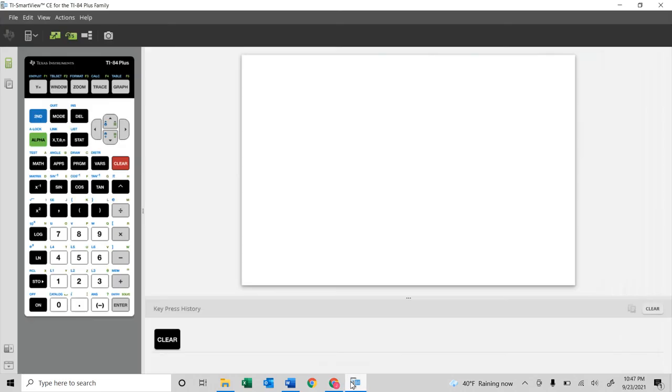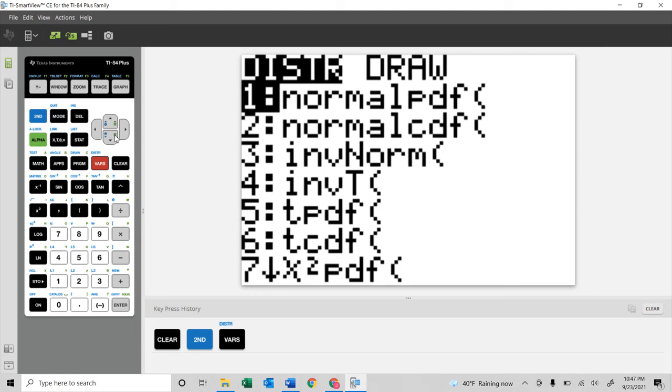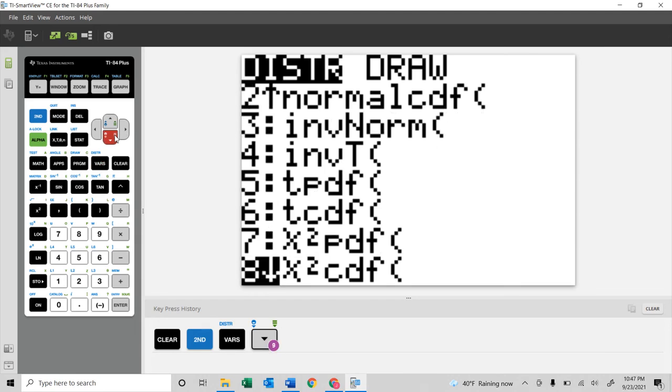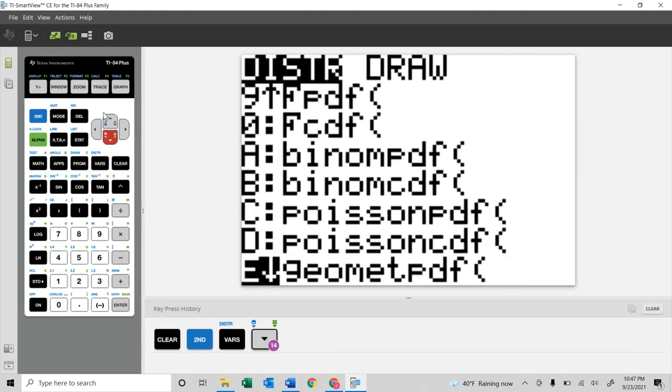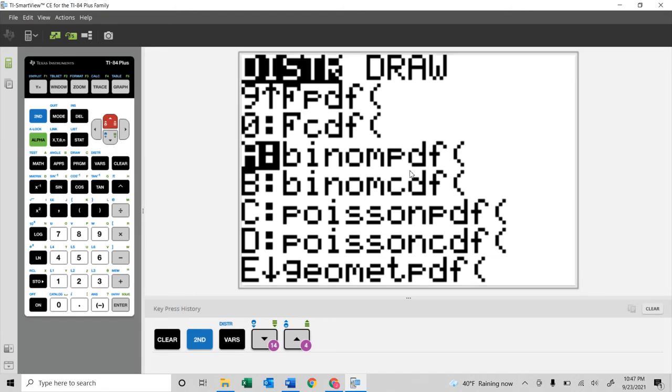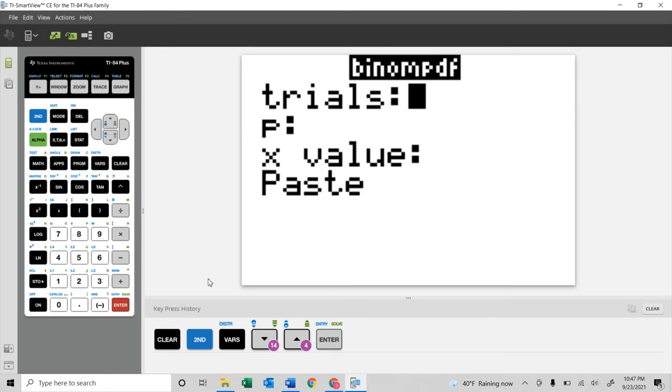Okay, so when we go to our TI, we are going to go to this distribution here. It's this VARS button, but it's the one above it. So I'm going to do second VARS, and I'm going to go down my distribution menu. And right here, I have two binomials, okay? I want PDF. PDF is the probability distribution function. It is the one that's going to give you the exact values, okay? So for an exact value, I want the PDF function.